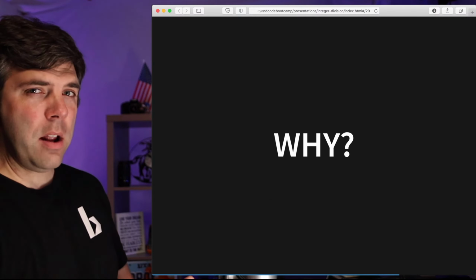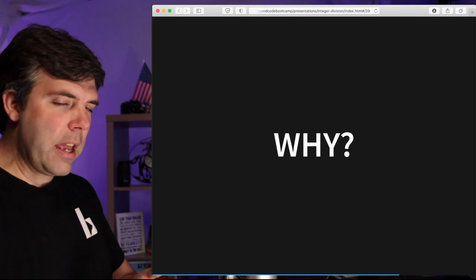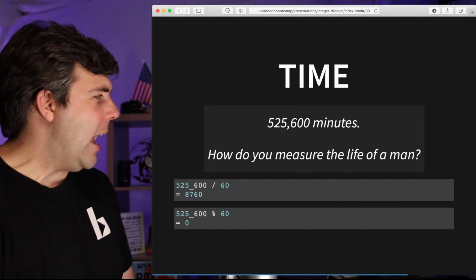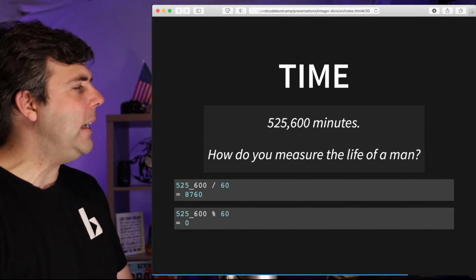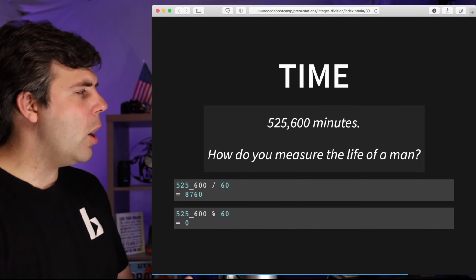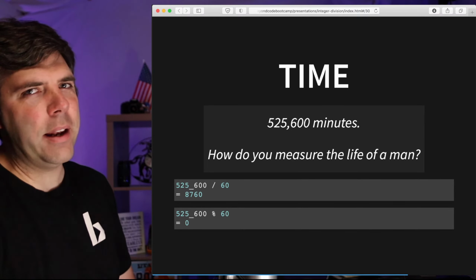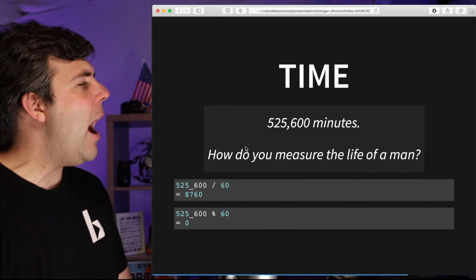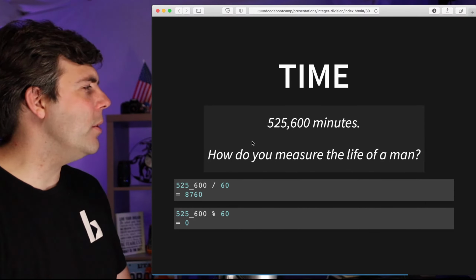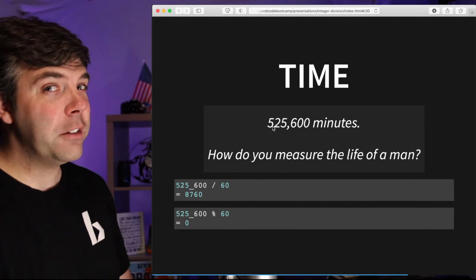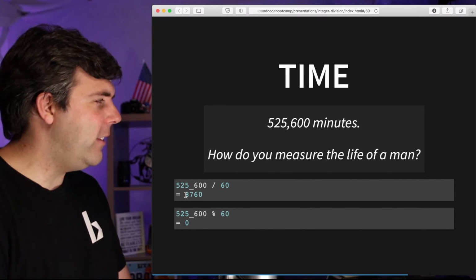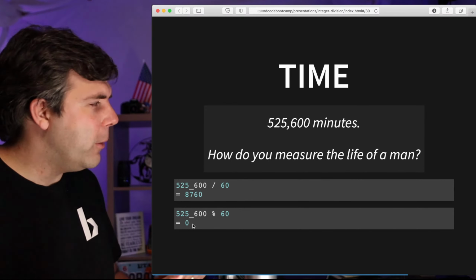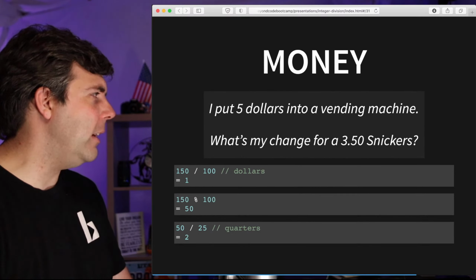Now, why do we care about mod? This is kind of where we marry the two together and we come up with some very good use cases. So again, time. If you want to know how many minutes are left over, this is actually kind of a bad example because we end up with 0. But if we wanted to find out how many hours is 525,600 minutes, we'd find that it's 8,760, and how many minutes are left over? None. So it is perfectly divisible into 8,760.